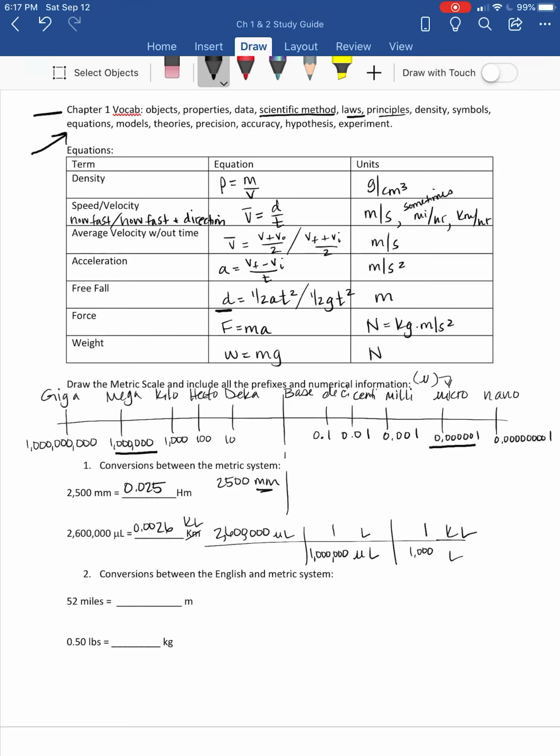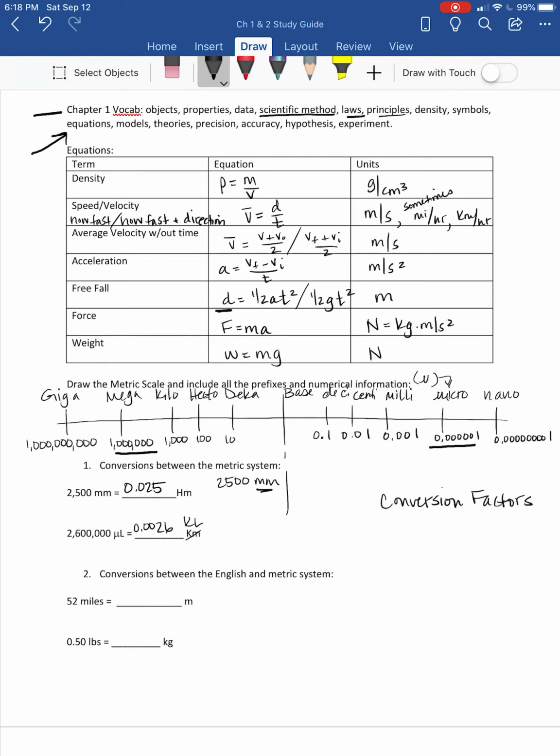All right, so that was for the metric system. Now you've got a conversion between the English system and the metric system. This is where I would have to give you some conversion factors. So again, I'm going to erase this from before. Hopefully you had that written down somewhere, because I'm going to write some conversion factors here.